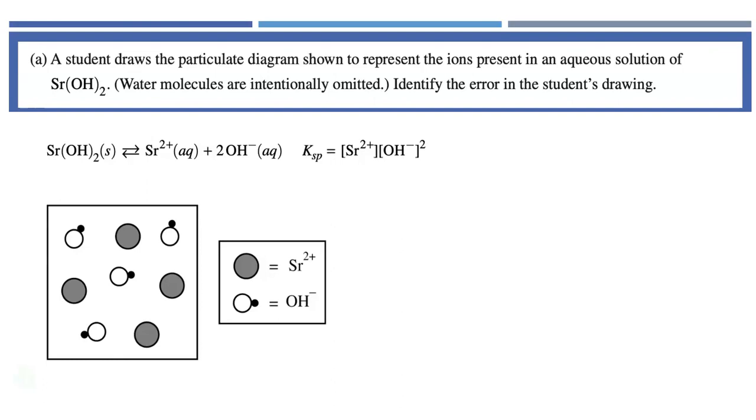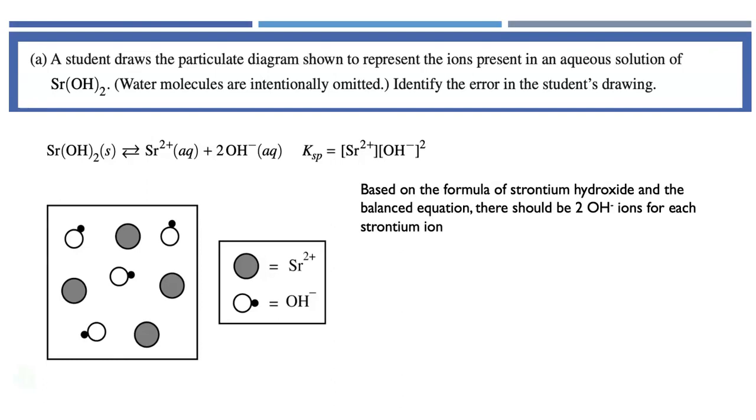One piece of advice I have for you is when you see these particle level diagrams, count the particles. How many strontium ions are there? How many hydroxide ions are there? Quantify that. And when we look at the diagram, I see 4 strontium ions, those are the dark gray circles, and the other ones are the hydroxide ions, and I see 4 hydroxide ions. But if we look at the balanced equation and the formula, they very clearly show us that for every strontium ion, there are 2 hydroxides. The diagram has 1 hydroxide ion for each strontium ion. Now, that's not going to cut it. That's really the mistake here. If there are 4 strontium ions, there should be 8 hydroxide ions, but there's only 4.